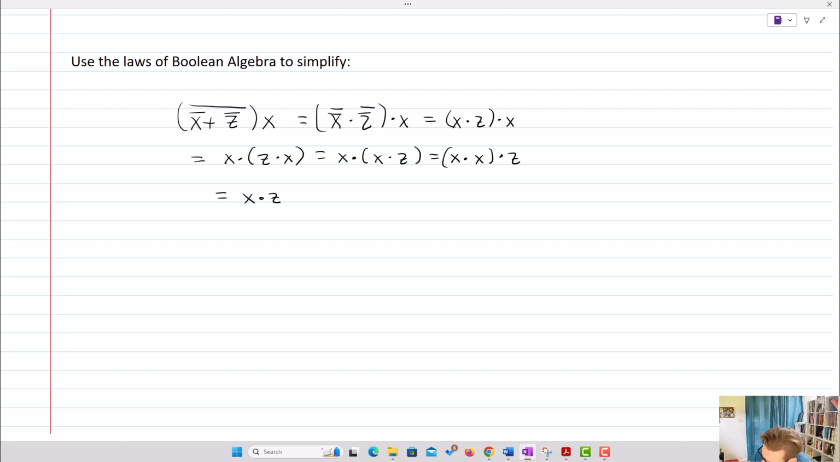At each step, we can kind of see how we utilize each one of the laws. We started out with our De Morgan's laws. Then we went in and we utilized our double complement. And then what you can see is we use associative. There's our associative. Another associative here.